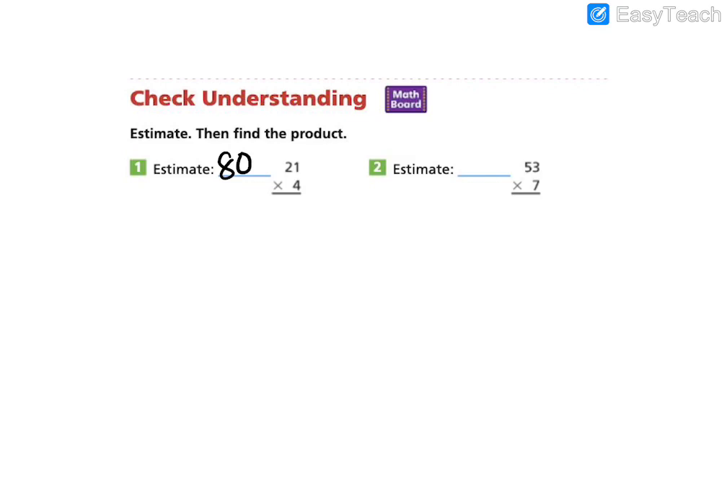All right, we're going to start with the ones place. 4 times 1 is equal to 4 ones. No regrouping needed here. Then we have our 4 times our 2 tens. 4 times 2 tens is equal to 8 tens. Again, no need to regroup, so we have our answer of 84. Now we'll look at number 2. 53 times 7. And go ahead and write your estimate.